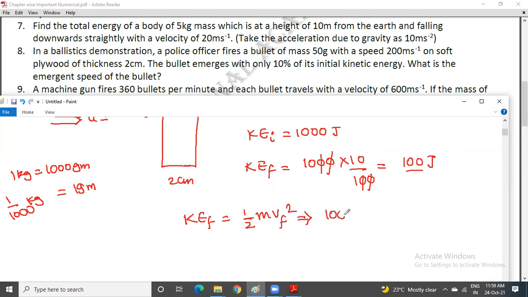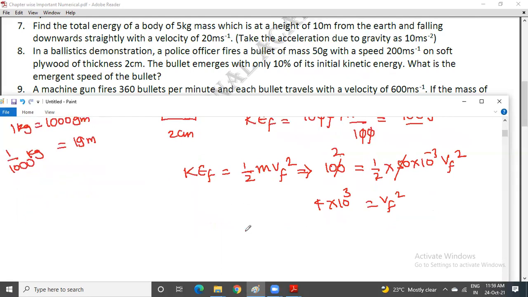So this is 1000. So this is 100 final kinetic energy. Half, once again m is 50 grams, 50 into 10 to the power minus 3. So you are looking for final. So therefore this is 5 by 2 times, this will be 4. This will come down first and it will go up. So it is 3. So Vf square will be 4000, root is equal to Vf.